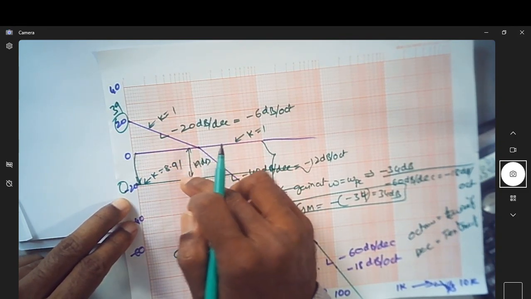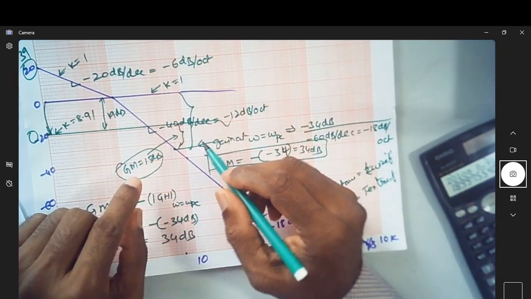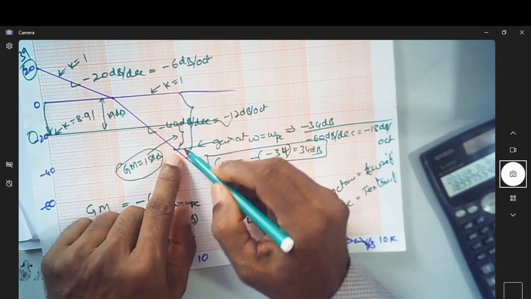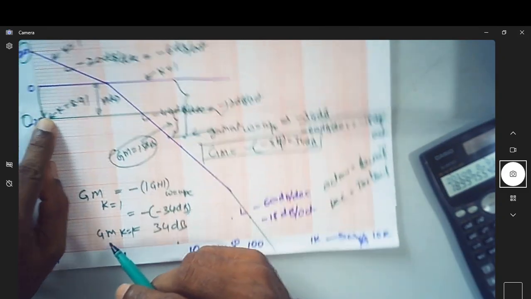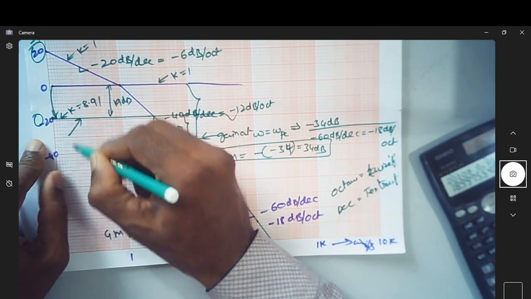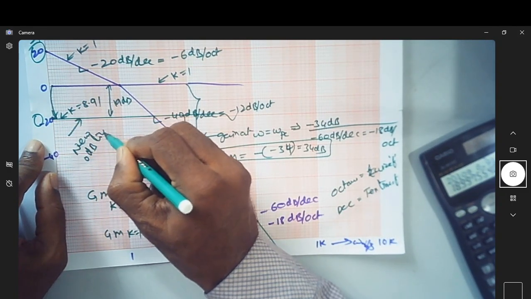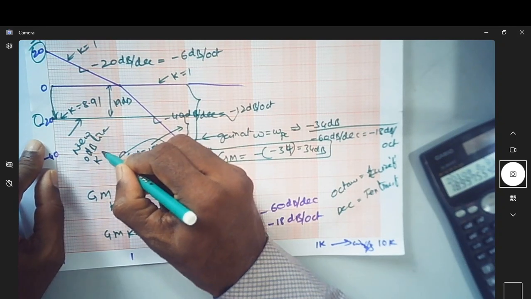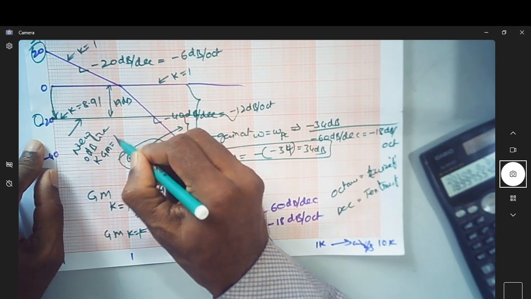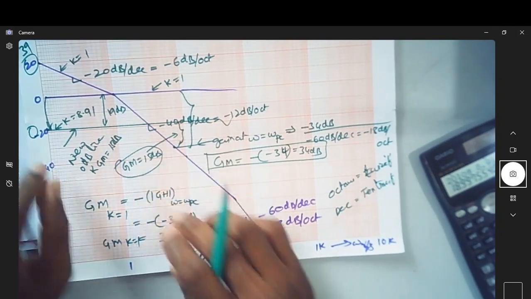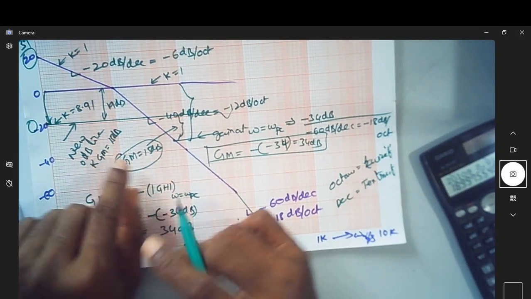So when this is shifted down by 19 dB, if you now find the new gain margin with this as the 0 dB line, with this value of K, it should result in a gain margin of 15 dB. That's what we are trying to find out. We want to just verify.